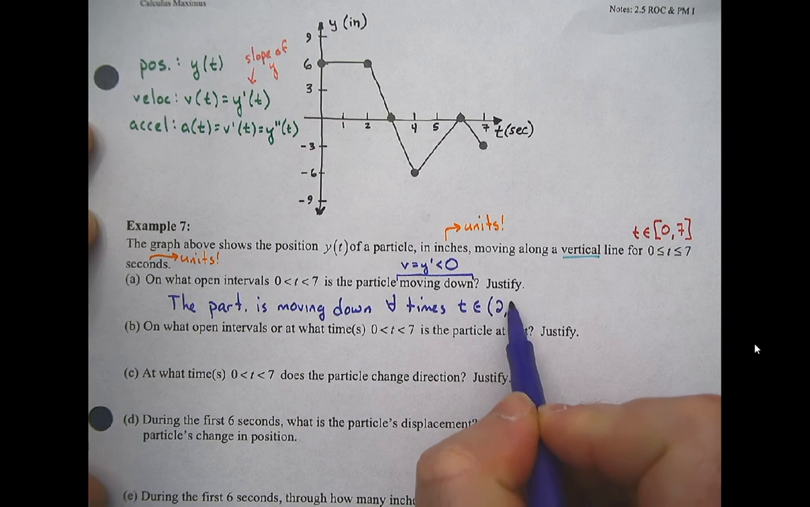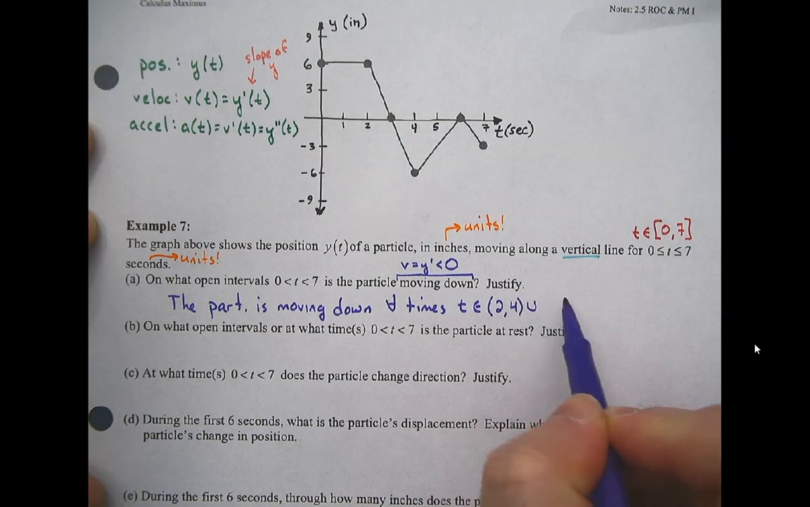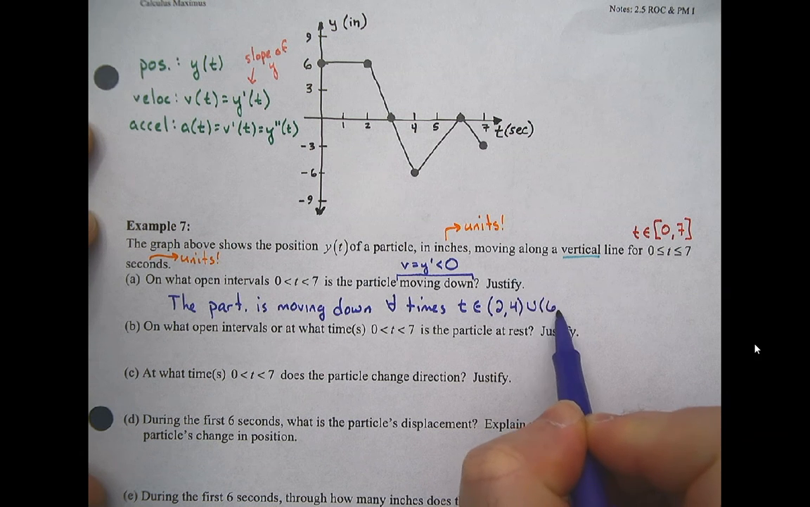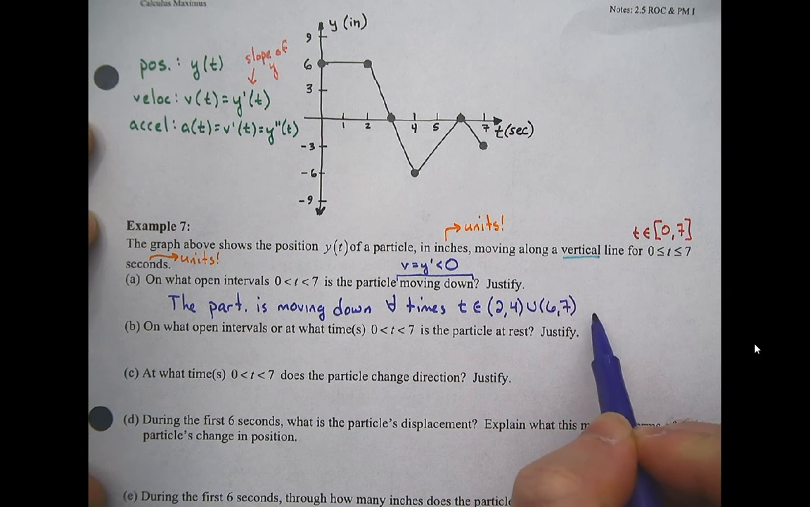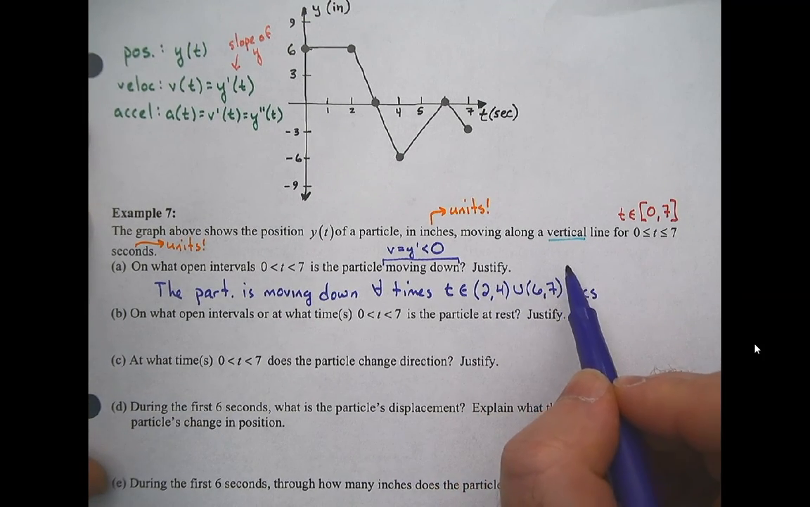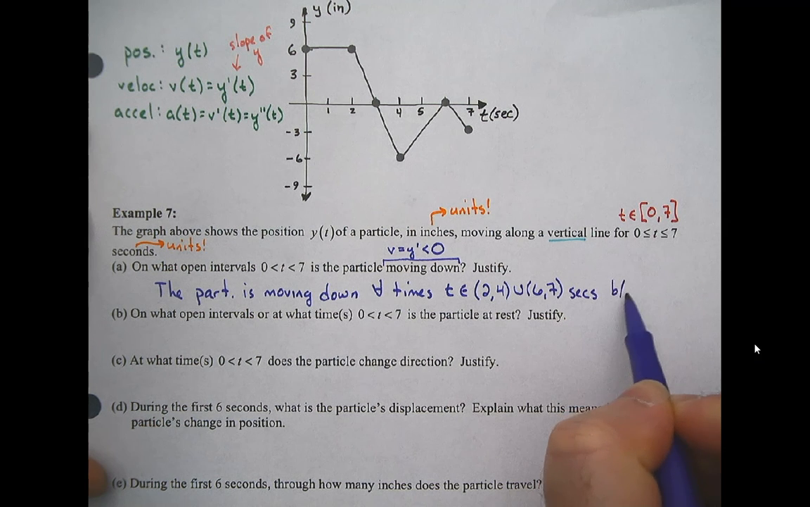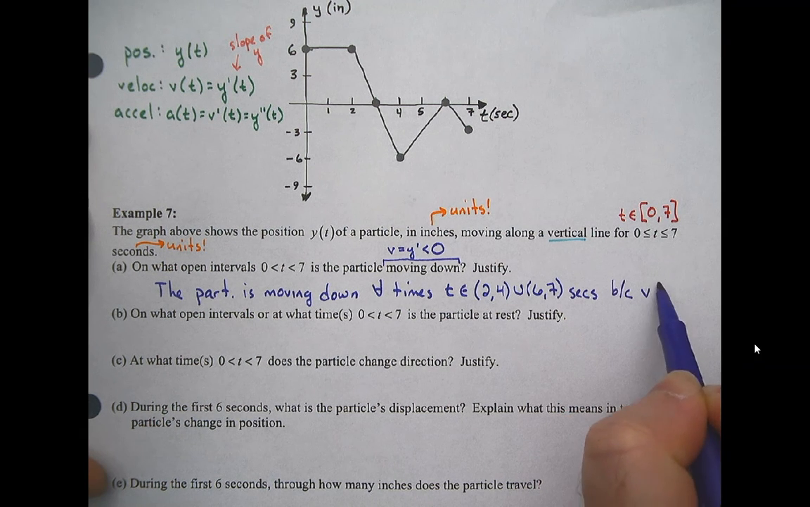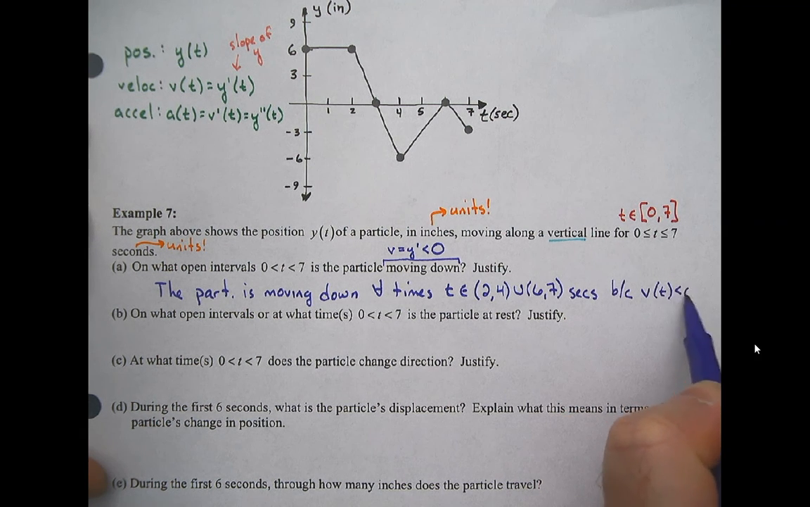But from 2 to 4, union with 6 to 7, don't forget your units, seconds, and then it also said justify. So at the end of your sentence, you always want to say why this is true. Because v of t is less than 0.